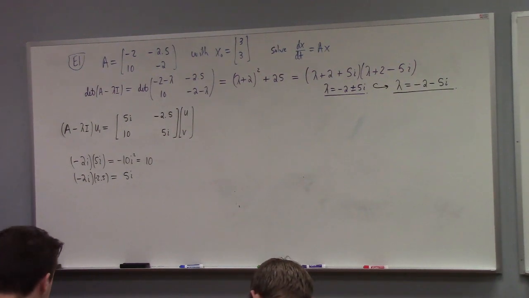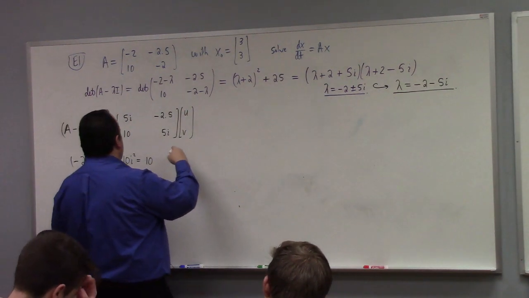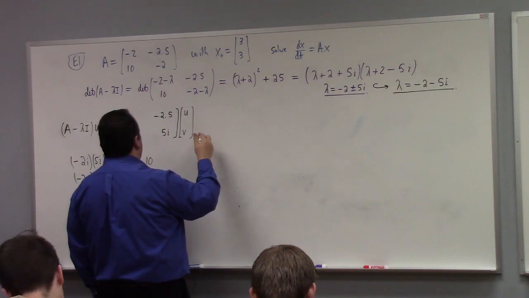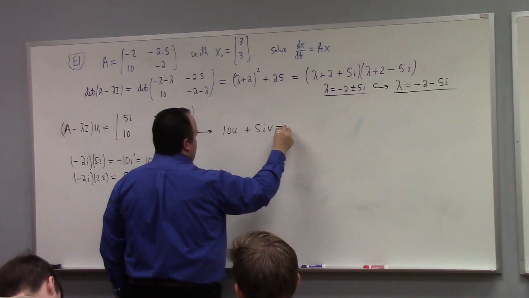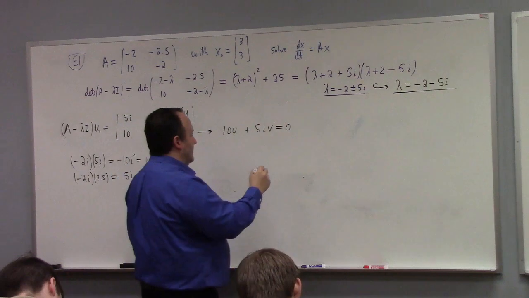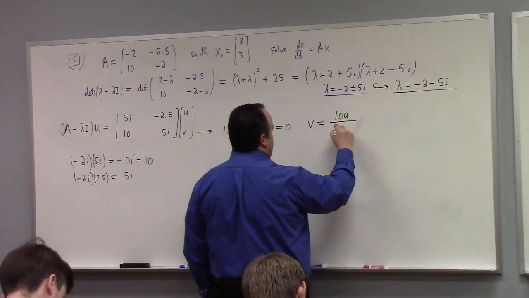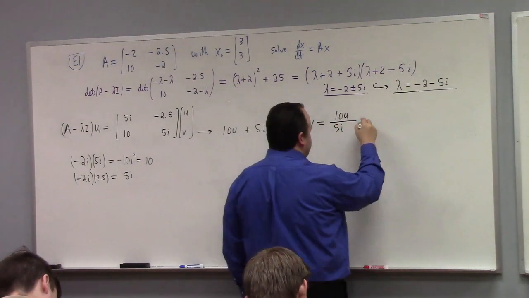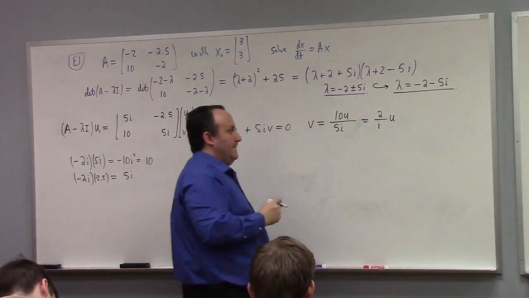Now, if you want to maintain a state of plausible deniability, just don't do this and just pick one of them and use it to solve. You can always do that, but you'd be wrong if this didn't work out. I personally like number 2. So that gives me 10u plus 5iv equals 0, which we can solve for. v is equal to 10u over 5i, right? And that gives me 2 over i times u is equal to v.